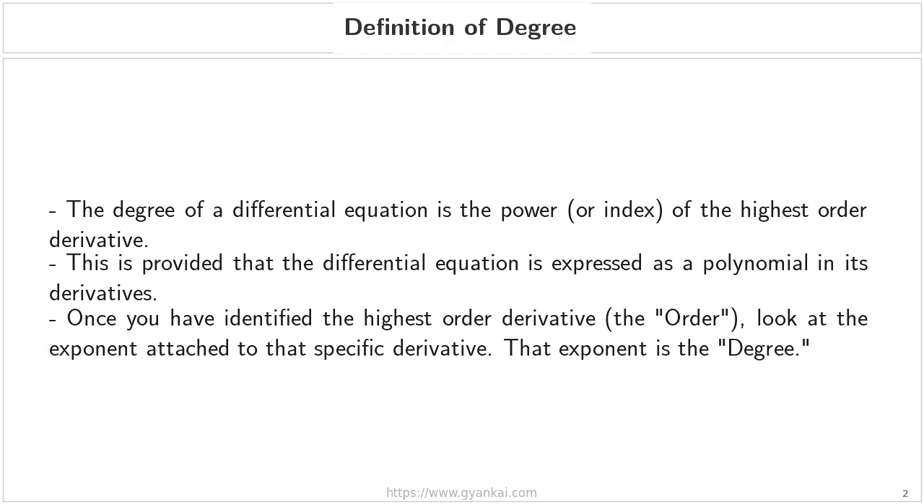To make this easy to remember, follow this simple logic. Once you have identified the highest order derivative, which we call the order, simply look at the exponent attached to that specific derivative. That exponent and nothing else is your degree. So, it's all about finding the right derivative first, and then looking at its power. Now that we've refreshed our memory on how to find the order, let's move on to the actual definition of the degree.